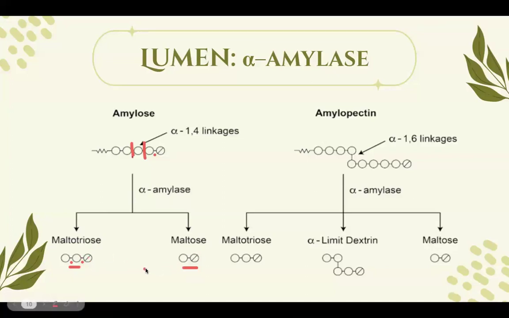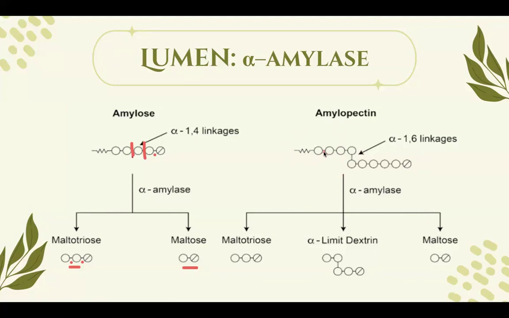So these are not monosaccharides. Now, another thing about alpha amylase is that it cannot break down the alpha-1,6 linkage. And where do we find this? We find it in branched complex polysaccharides like amylopectin. So this is an amylopectin over here.